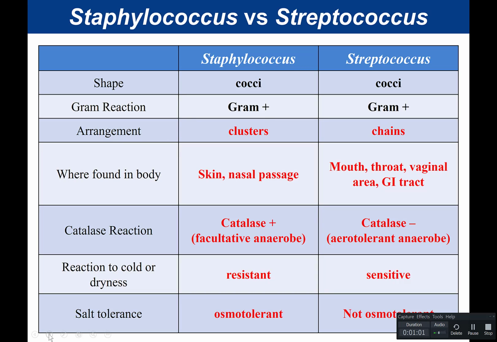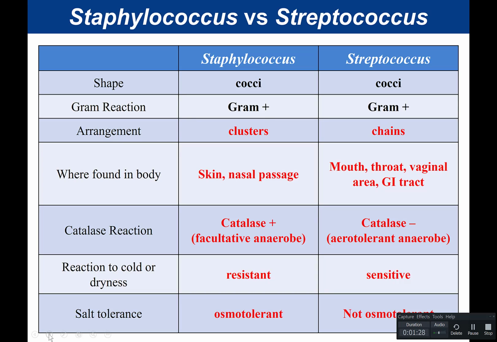So you have a slide that looks like this, and it's comparing and contrasting Staphylococcus and Streptococcus. What I did was I color-coded. If it's black, it's the same. If it's red, it's different. So in terms of shape, Staphylococcus and Streptococcus are the same. They are both cocci, which would be our spheres. In terms of gram reaction, both are going to be gram-positive.